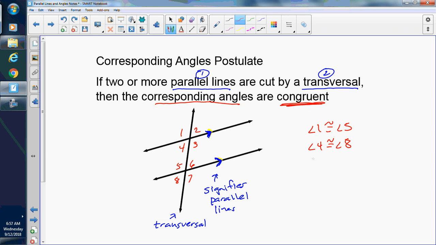They're both in the bottom left. Another pair of corresponding in the picture is angle 2 and angle 6. They're both in the top right. And the final pair is angle 3. It's going to be congruent to angle 7. They're both in the bottom right. So anytime we have first two parallel lines, two or more, and we have a transversal that cuts through them, then we can make a statement that says that the corresponding angles have to be congruent. We know that for a fact.